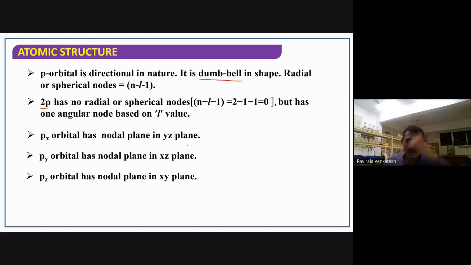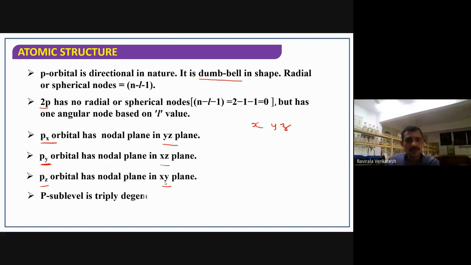Even if you don't know anything about the planes, you just see here: x, y and z are there. For the px orbital, the remaining will be yz. For y, the remaining will be xz. For z, the remaining will be xy. Even though you don't know anything, you can give the answer. In an examination, if they ask which nodal plane is there for the py orbital, xz plane, we can easily give the answer.